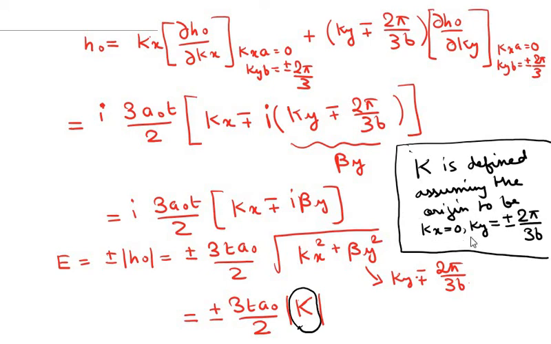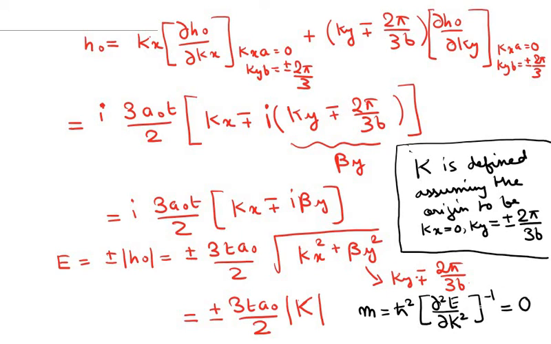And if the energy is linear with the K vector, then the effective mass, which is basically defined by m equal to h cut square del 2E del k2 inverse, of course this is for isotropic effective mass, is equal to 0 for graphene near the point of junction of the conduction band minima and the valence band maxima.